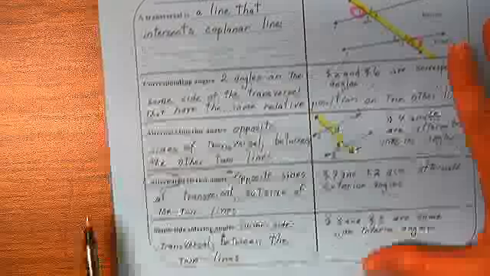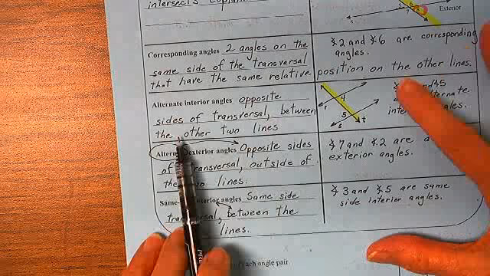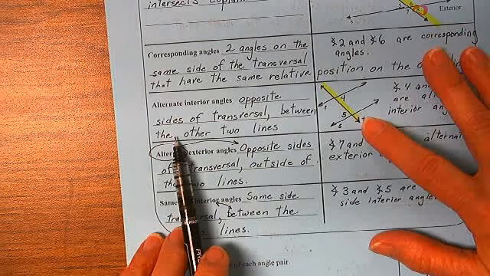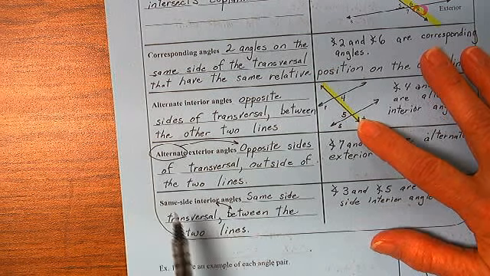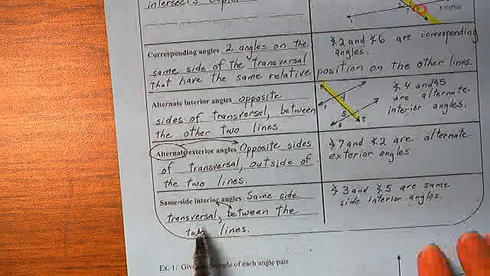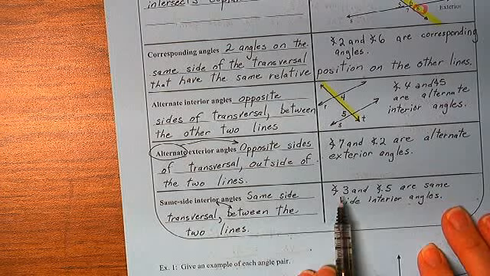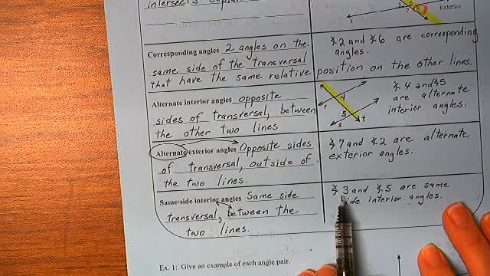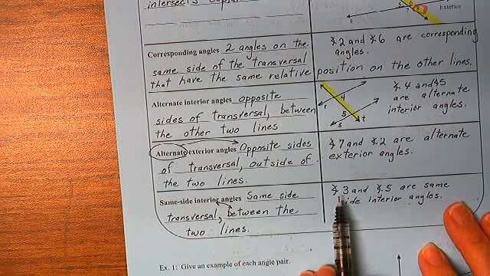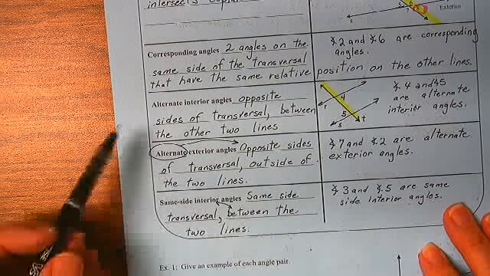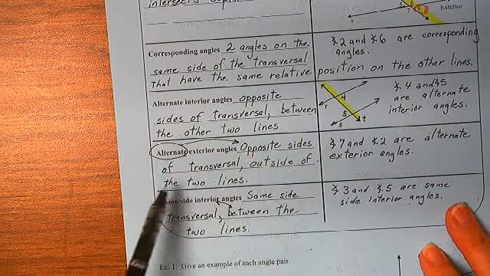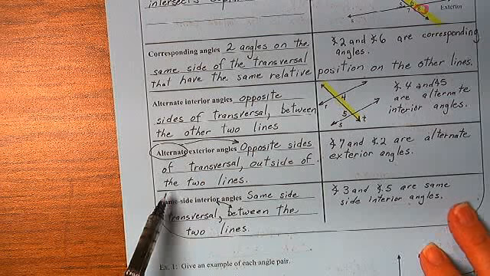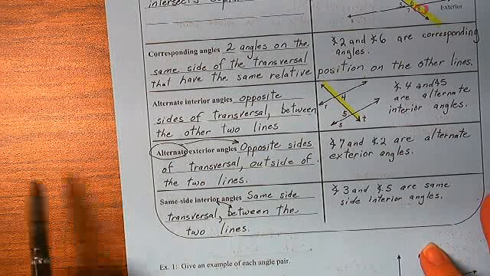Alternate interior angles, opposite sides of the transversal but between the other 2 lines. Same side interior angles are on the same side of the transversal and between the 2 lines, while alternate interior angles are on opposite sides of the transversal but outside of the 2 lines.